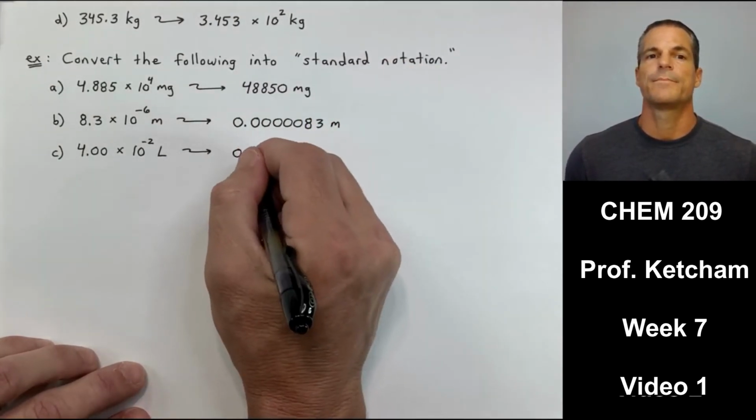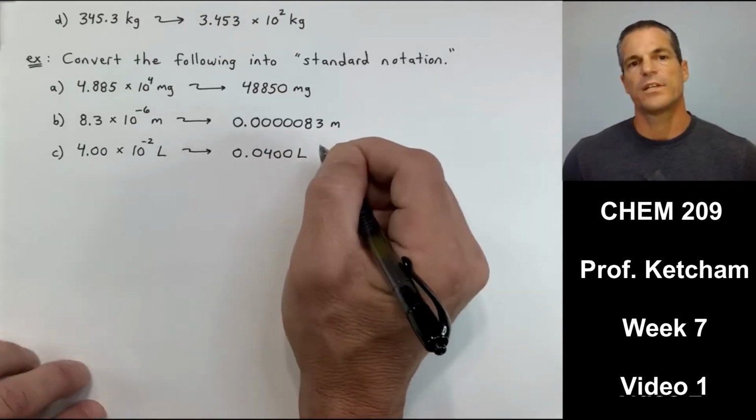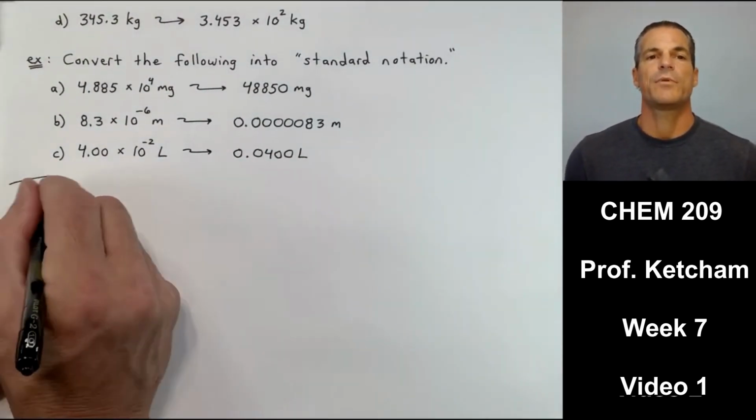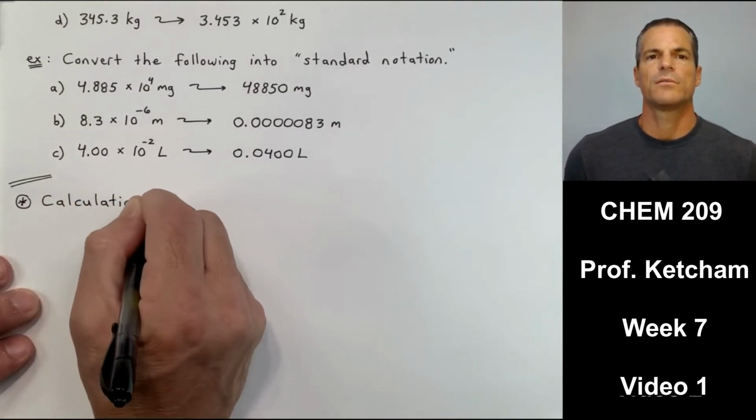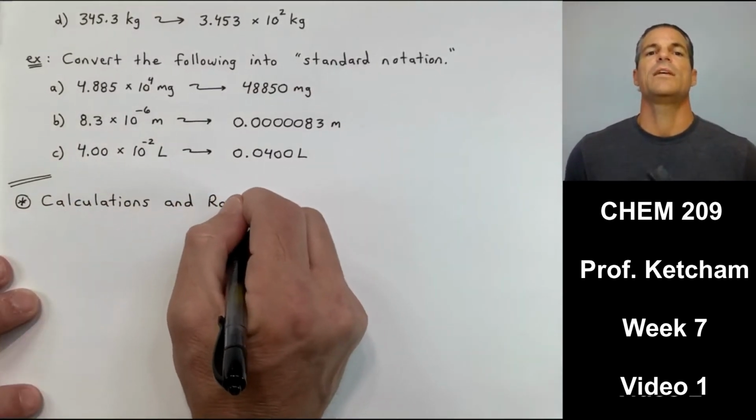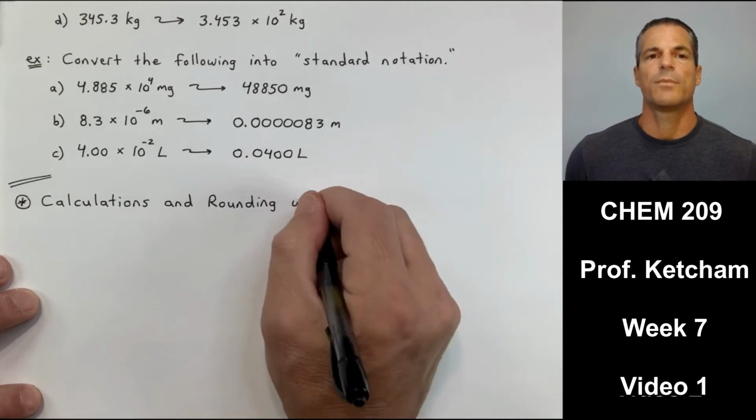48,850 milligrams. Okay, 4 sig figs, 4 sig figs. B, 8.3 times 10 to the minus 6 meters. We have 0.000083 meters. 2 sig figs for both.